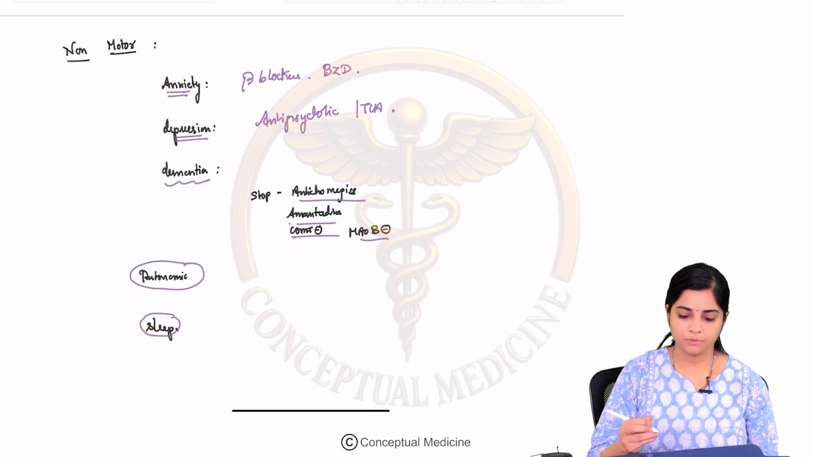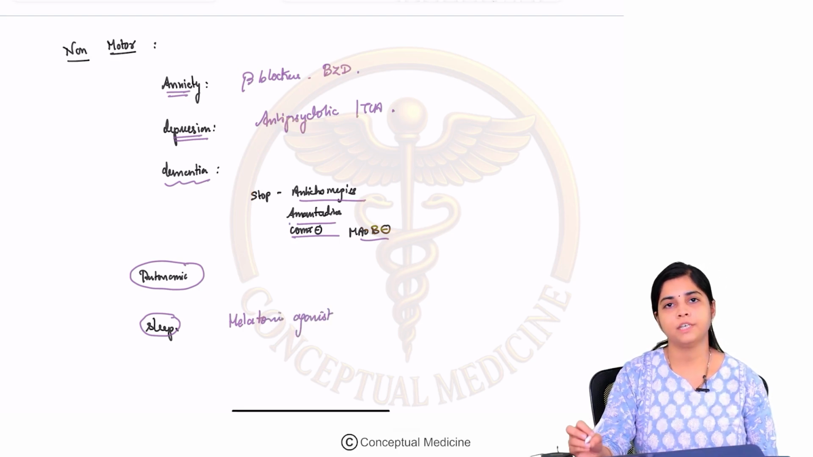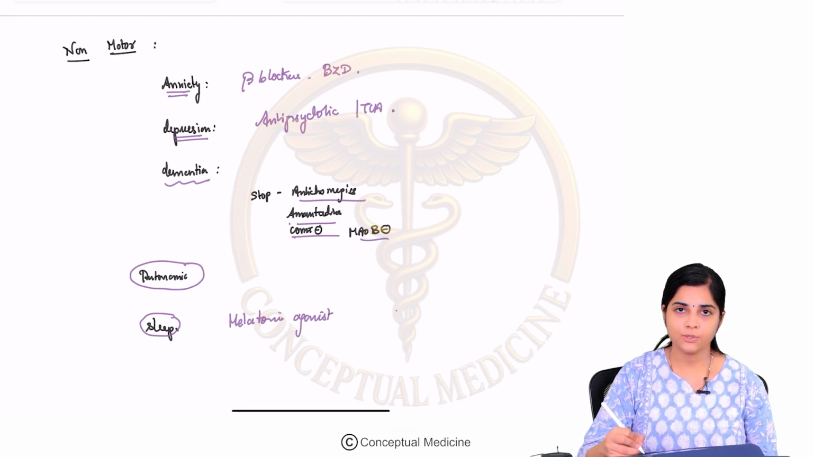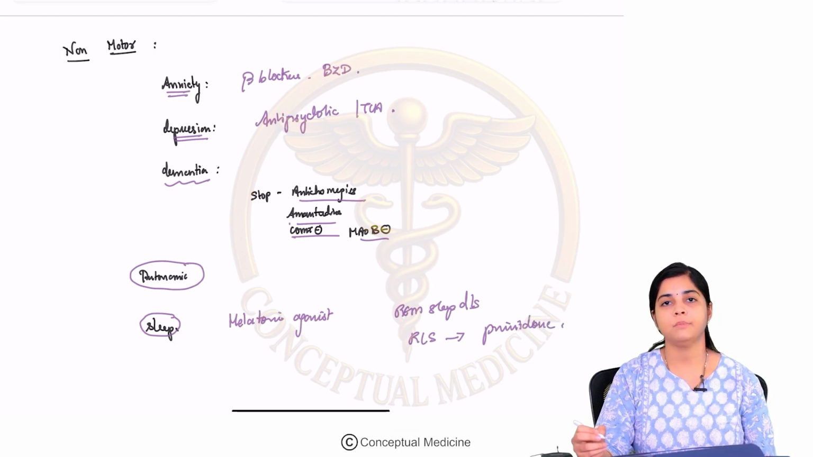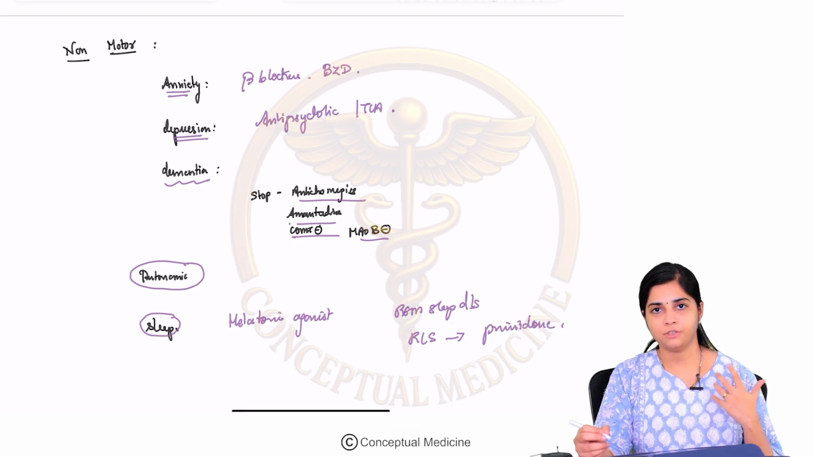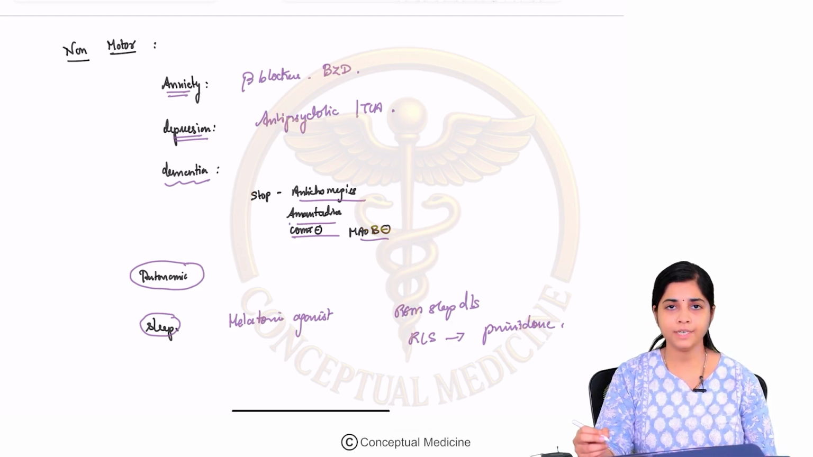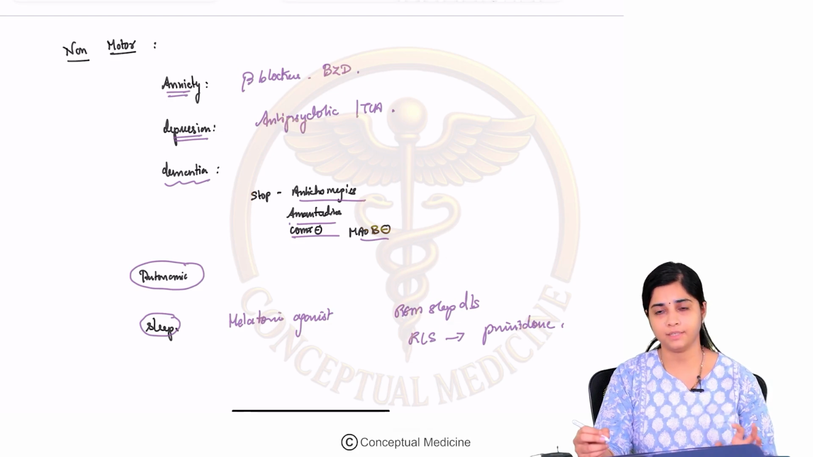Also, they are very much prone to sleep disturbances. So you can give drugs like a melatonin agonist in order to improve their sleep-wake cycle. They can also have REM sleep disorders or restless leg syndrome, where you can give drugs such as primidone. Okay, fine. So this is about the management of Parkinson's disease.